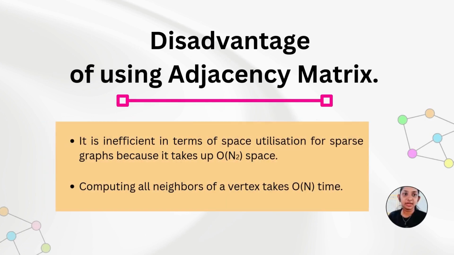Now let's see the disadvantages of using an adjacency matrix. First one is it is inefficient in terms of space for sparse graphs because it uses O(n²) memory even if there are very few edges. Second one is finding all the neighbors of a vertex takes O(n) time, which can be slow for large graphs.